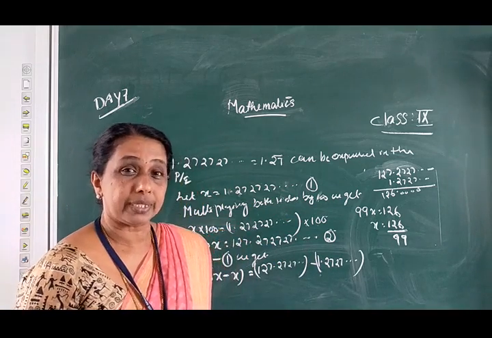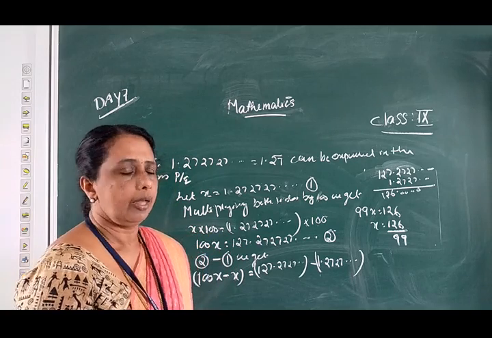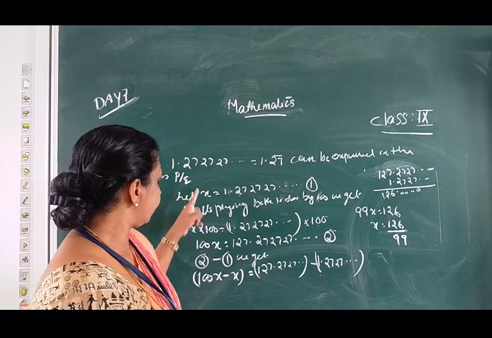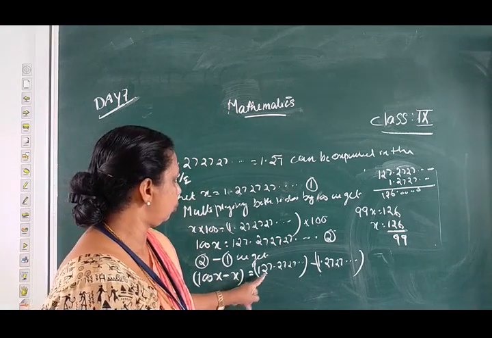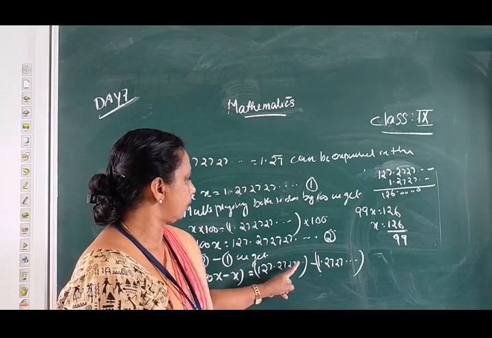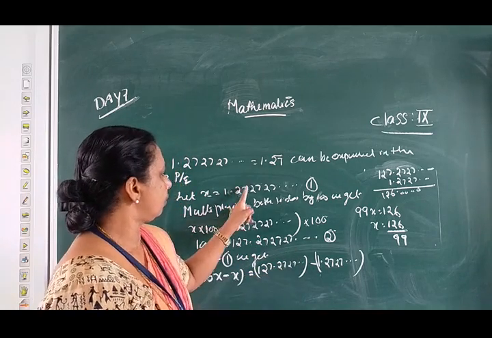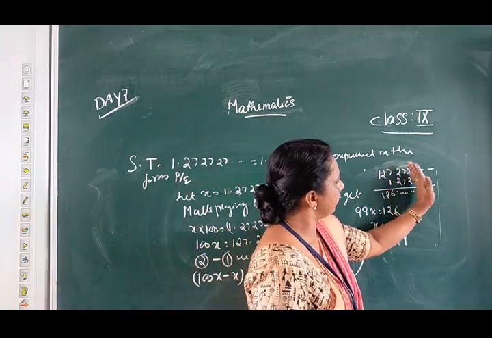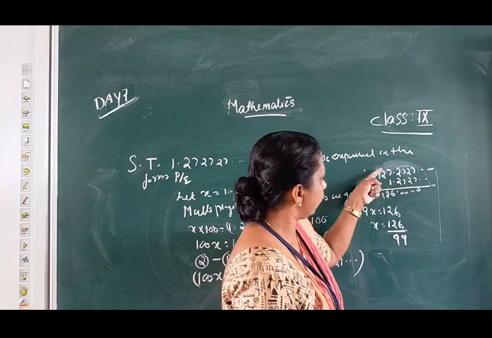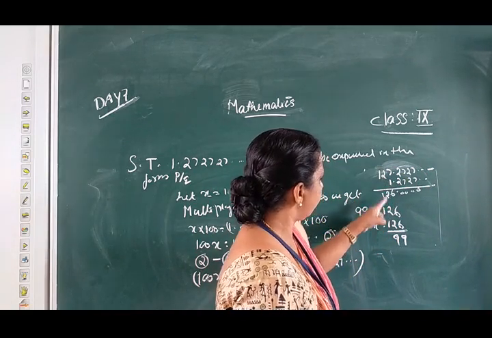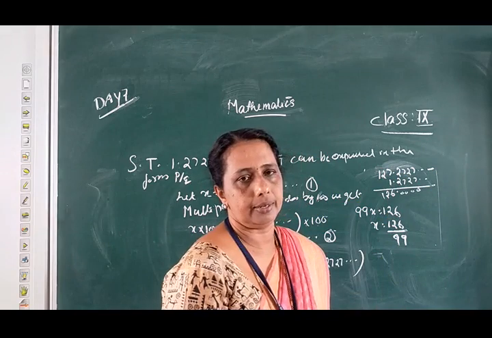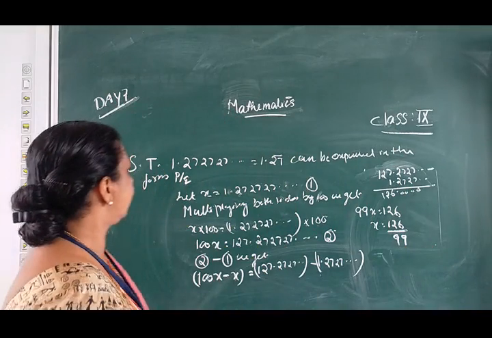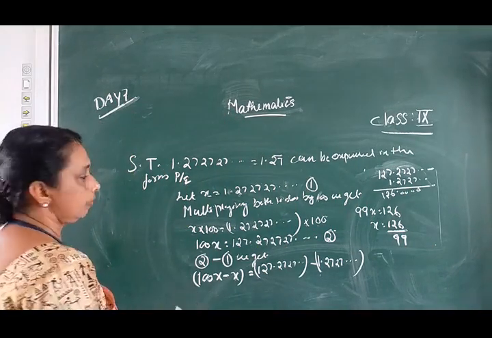Next step is equation 2 minus equation 1. Left hand side equation 2 is 100x minus equation number 1 left hand side x, 100x minus x, that is equal to 127.272727 etc. minus 1.272727 etc. On subtraction, after the decimal all the digits are the same, so we get 0. Then 7 minus 1 is 6, 2, 1, 126 divided by 99. Okay. Then one more problem is there that we will do today. This is also a workout question. You have to write and study.